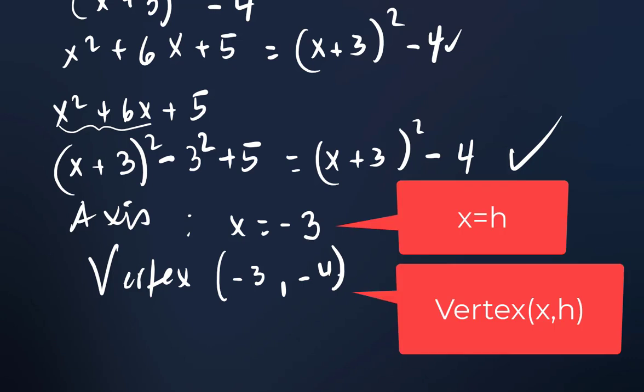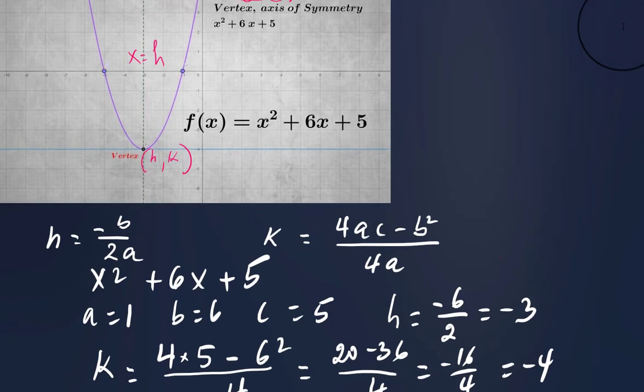So if we scroll up and look at the curve we have, we can see that that's what we have here. If you look here, this is 0. We can see that this is x is equal to h. Let me change the color here. It becomes x is equal to negative 3, that is the axis of symmetry, and the vertex is at negative 3, negative 4.